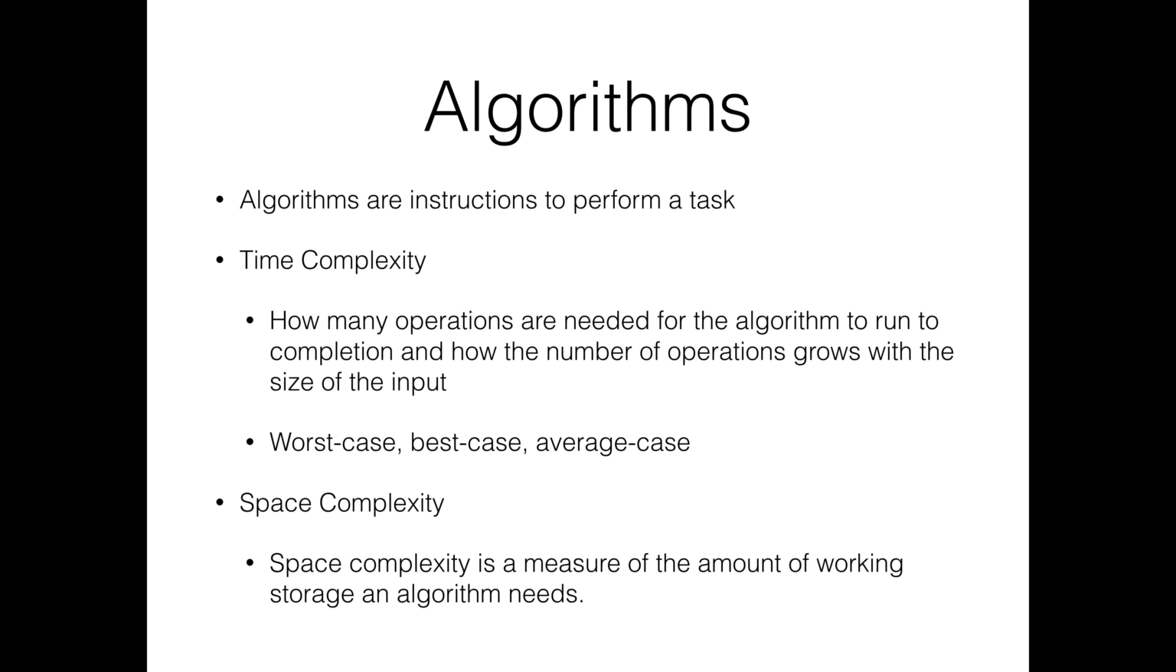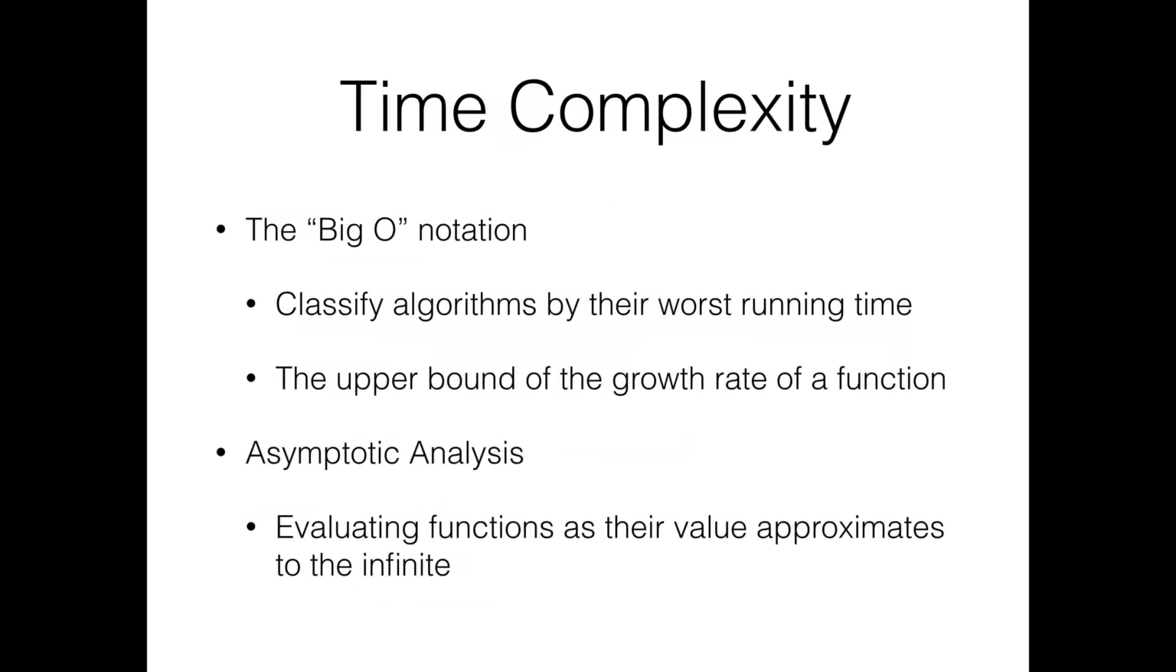Some of the ways that we measure algorithms are time complexity and space complexity, right? Time complexity is basically how many operations it takes for the algorithm to run, and that's a function of the size of the input. So the idea is that based on how big your input is, how long is the algorithm or the function going to take. Space complexity is similar. It's about, as the size of your input grows, how much working storage you need to complete that algorithm or to perform that function.